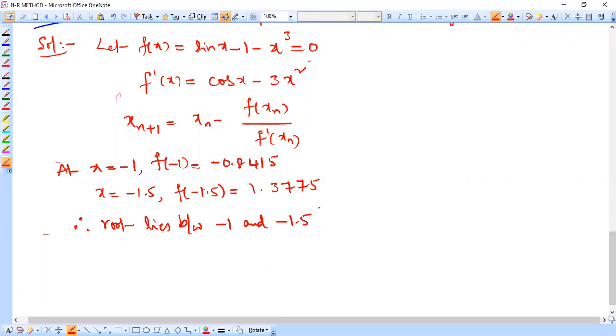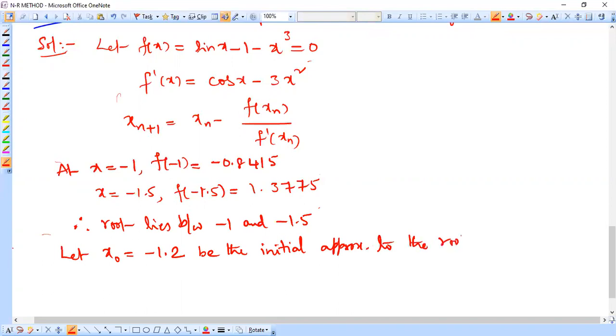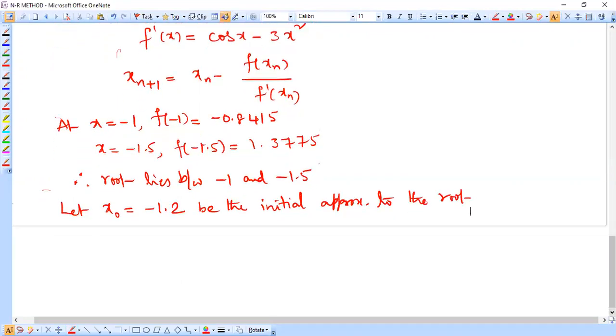Okay, so I may start with minus 1.2, I may start with minus 1.25. That's our choice. Okay, maybe one approximation may increase or decrease. This may happen. Okay, so I'll start with minus 1.2 as my initial approximation. Let x naught is equal to minus 1.2 be the initial approximation to the root.